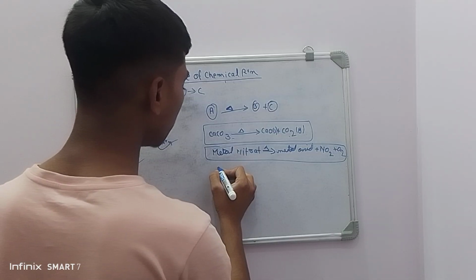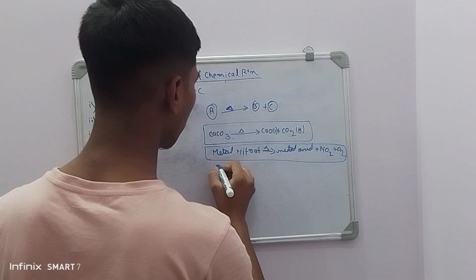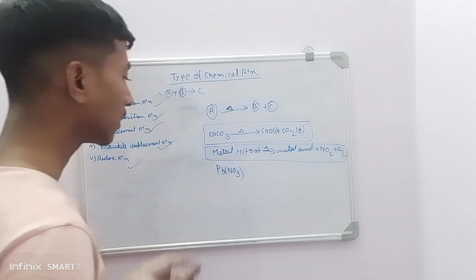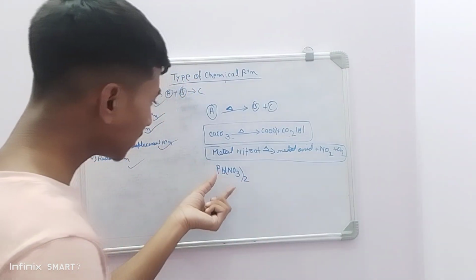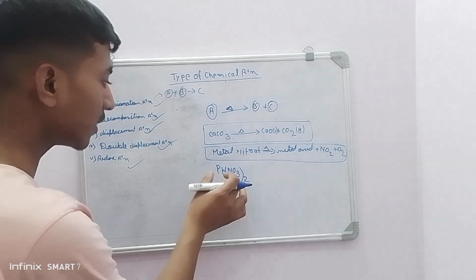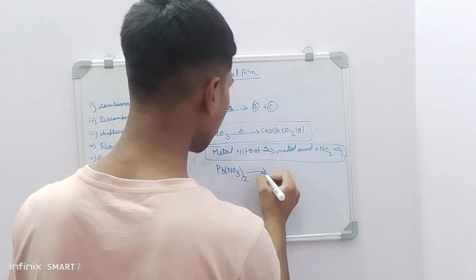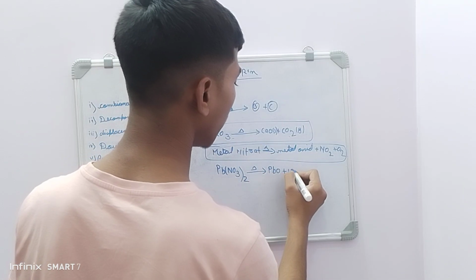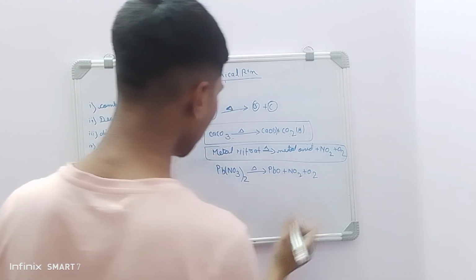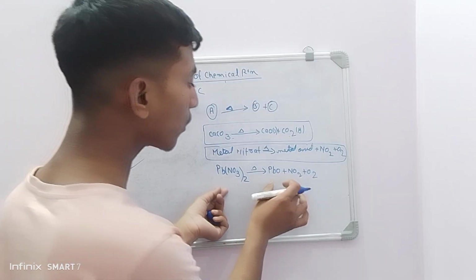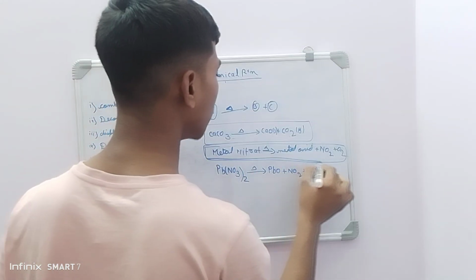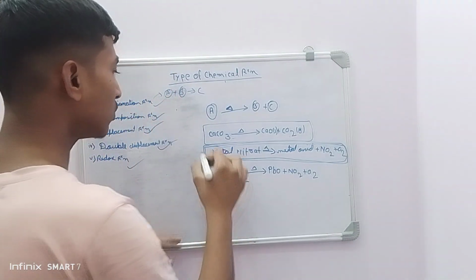Let's suppose a metal nitrate, lead nitrate, Pb(NO3)2. When it is heated, it produces the metal oxide, that means PbO, and NO2, and another product, O2. And if you keep any metal here, again you will get the metal oxide, nitrogen dioxide and oxygen. So this is the important thing in the decomposition reaction which you have to remember.